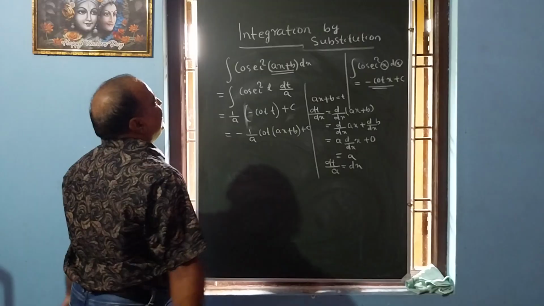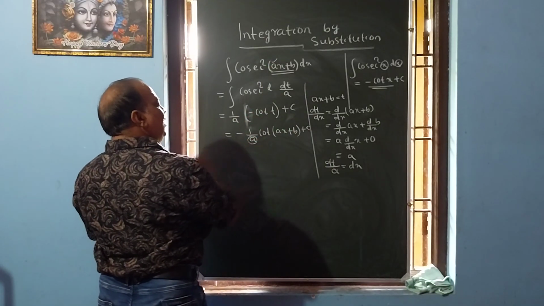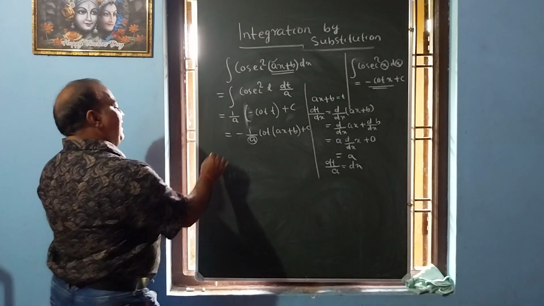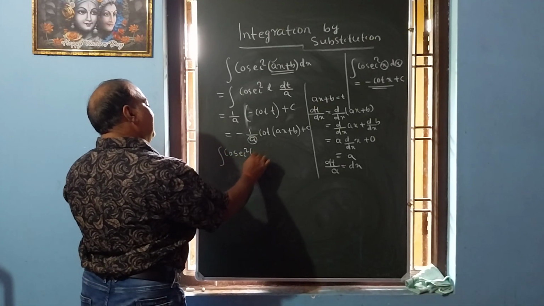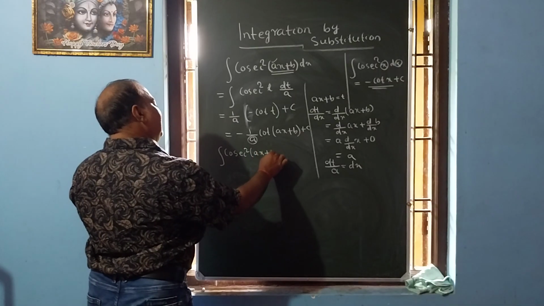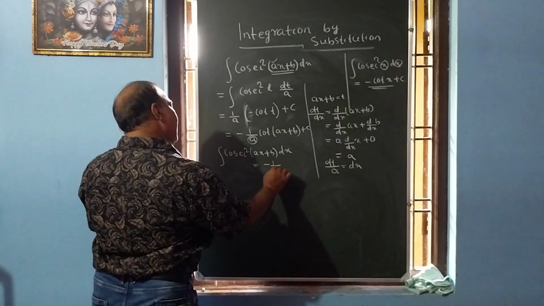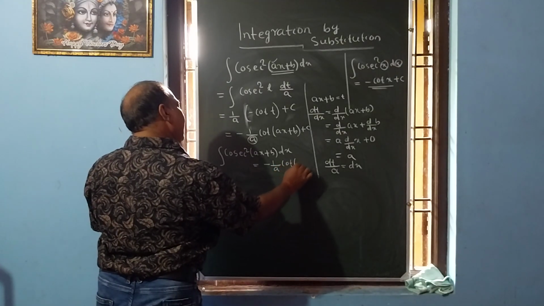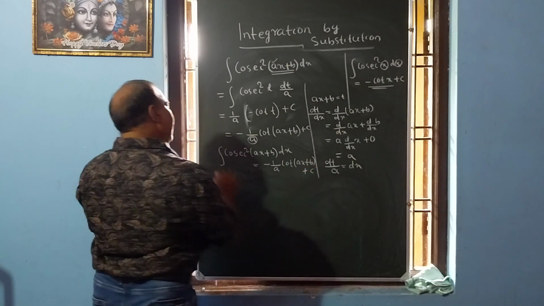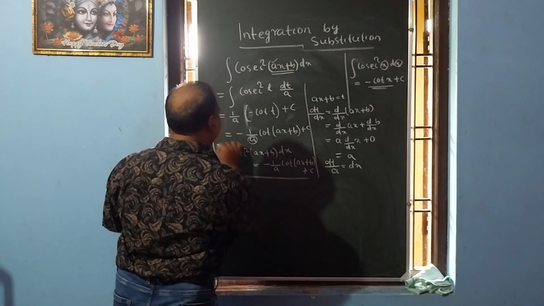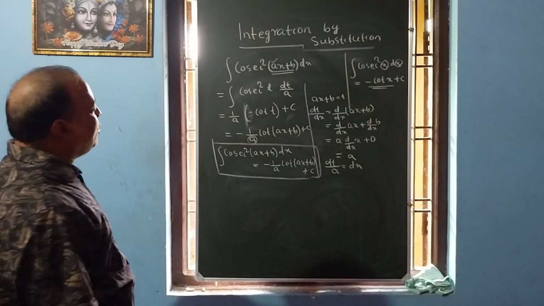So here it is x, and the coefficient of x is a, so that will be divided here. You remember the formula: integration of cosec square (ax plus b) dx is equal to minus 1 by a cot (ax plus b) plus c. You have to remember this formula. Using this formula, we have to work out some problems.